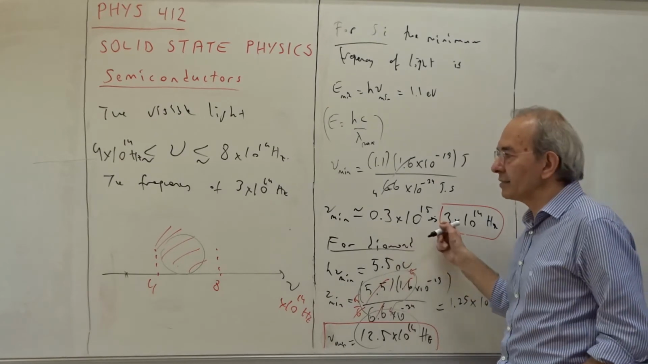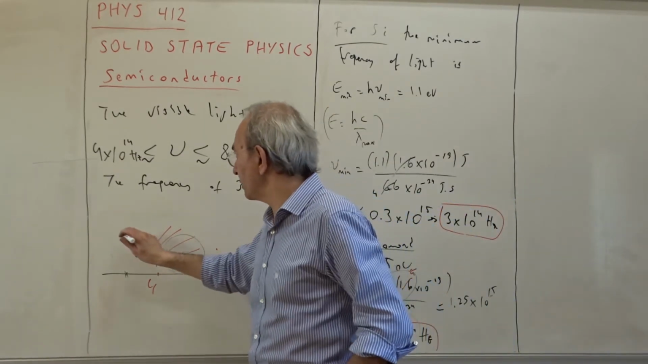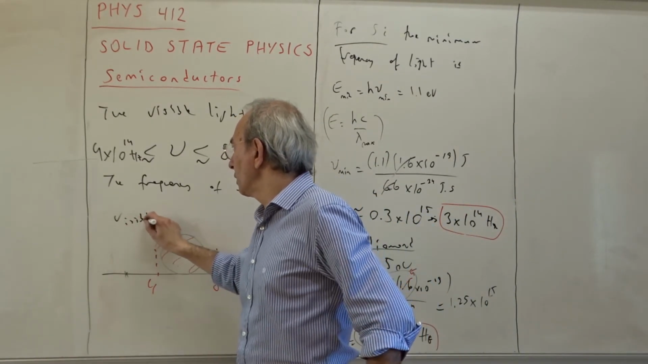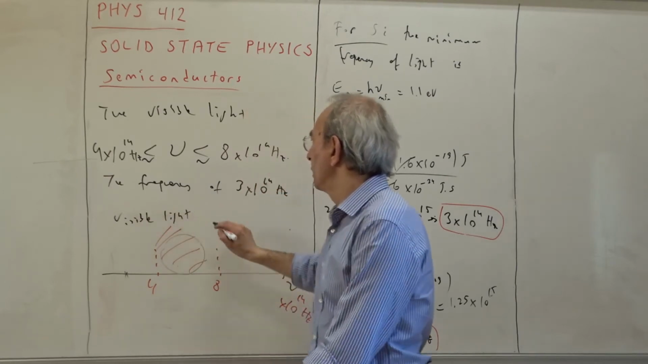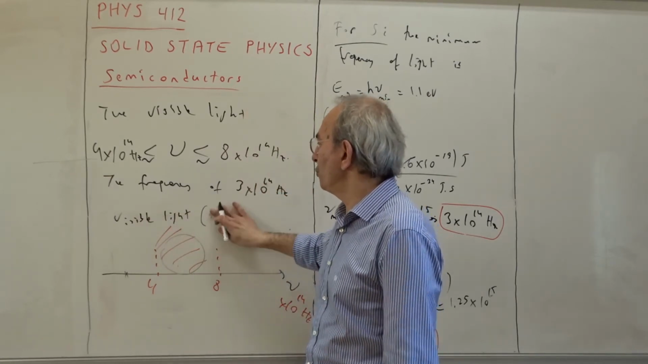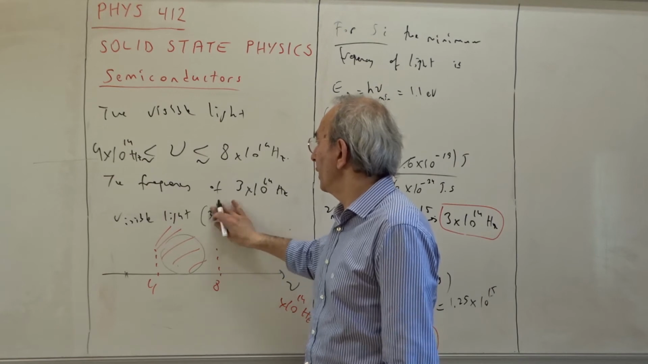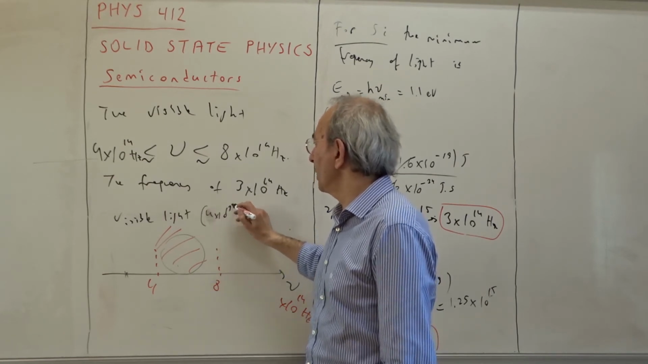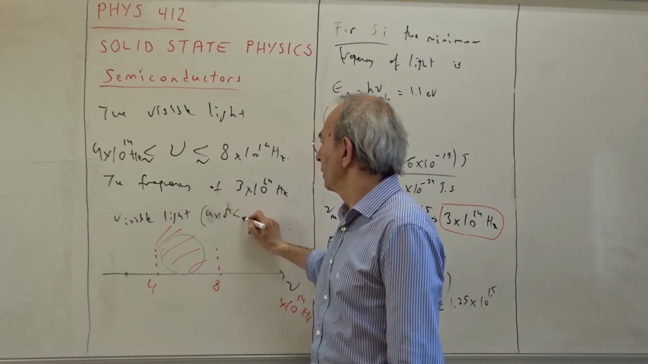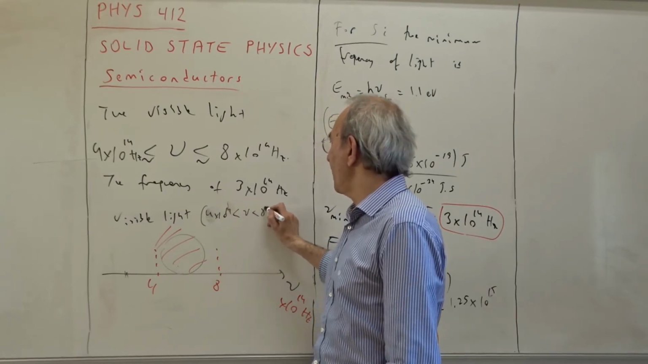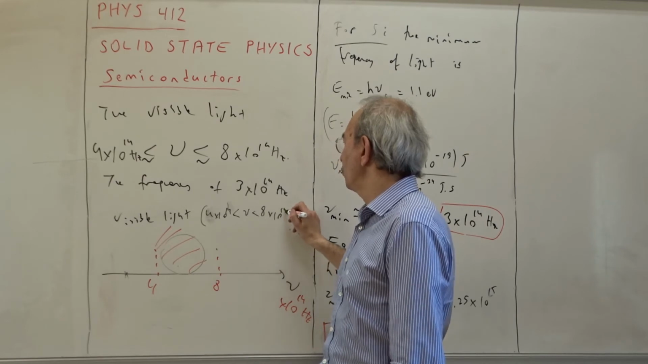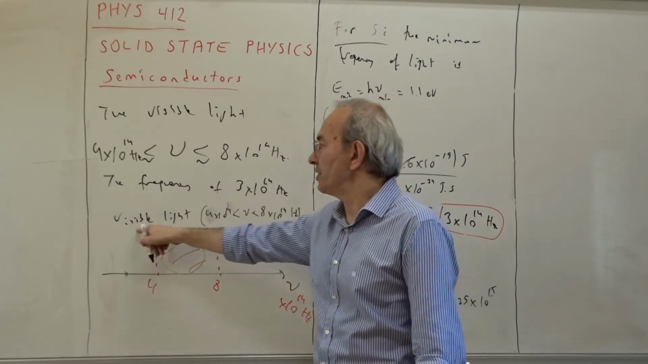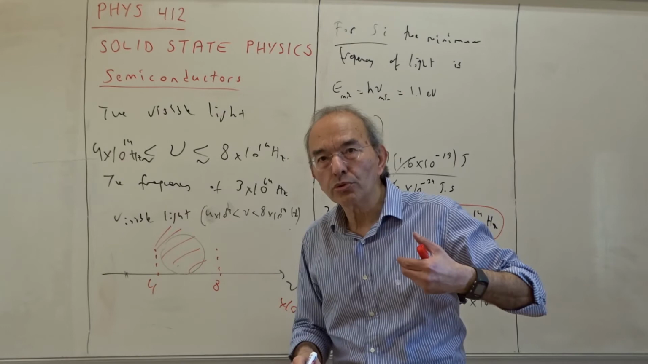So we understand that for visible light, nu between 4 times 10 to the 14 and 8 times 10 to the 14 hertz, visible light is absorbed by silicon.